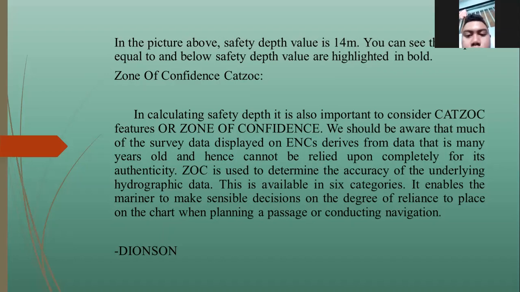We should be aware that much of the survey data displayed on the ENC derives from data that is many years old, and hence cannot be relied upon completely for its authenticity. So ZOC is used to determine the accuracy of the underlying hydrographic data. This is available in six categories. It enables the mariner to make a sensible decision on the degree of reliance to place on the chart when planning a passage or conducting navigation.